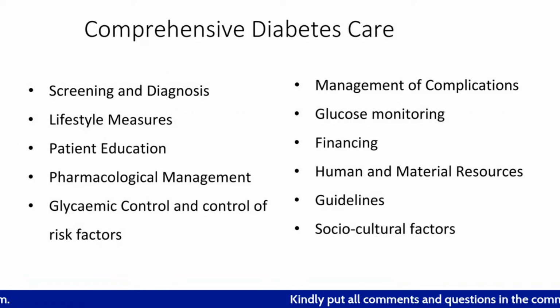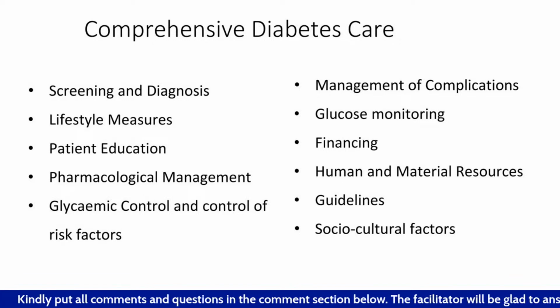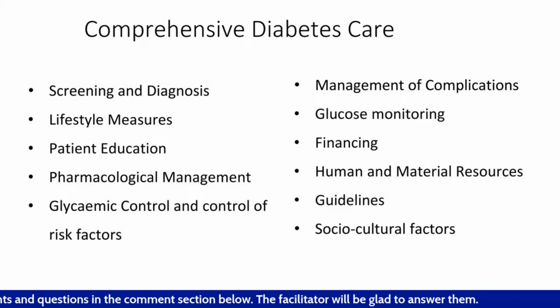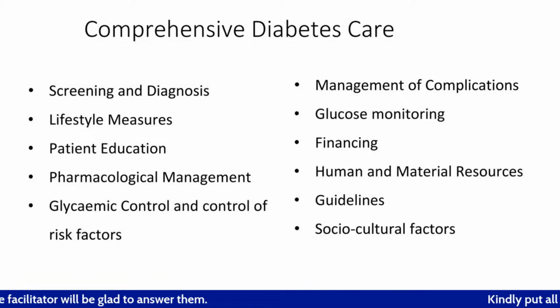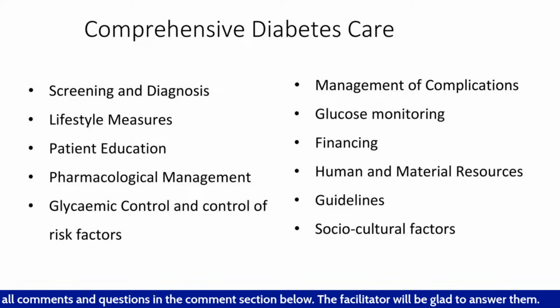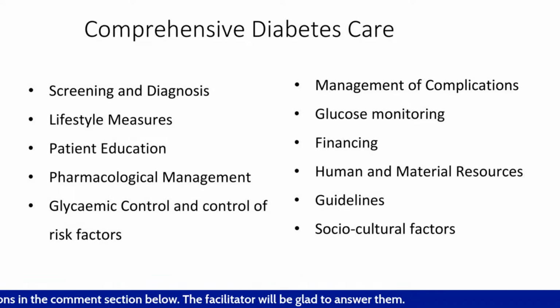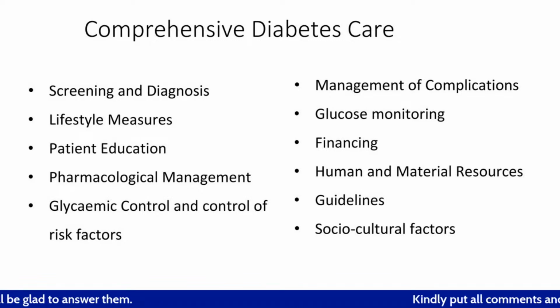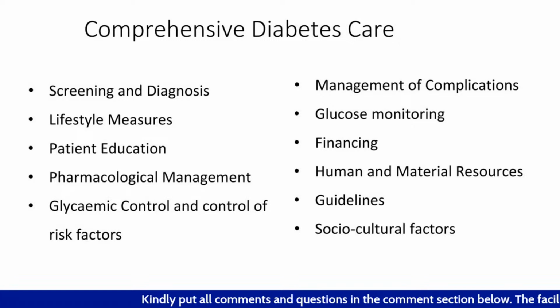Just a quick reminder, to set the tone for the discussions going forward. Comprehensive diabetes care is everything that we ought to do, on both sides: the patient, the caregiver, and the system that sets up the care. We always encourage screening and diagnosis, and we've come to know that lifestyle measures are the backbone of diabetes care, including patient education, because most of the time patients are going to live on their own 99% of the time. Without education, you set them up to fail.